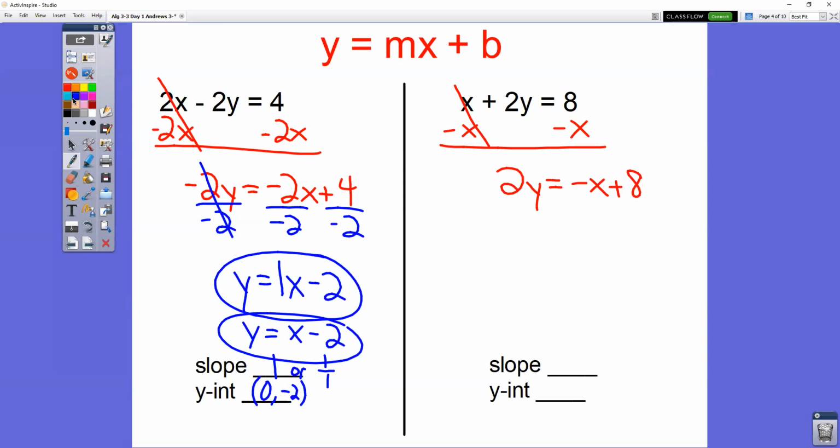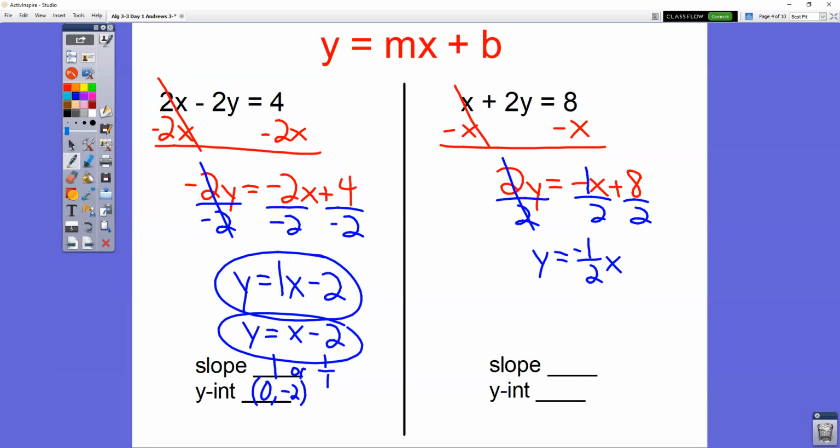Our next thing is to get the y all by itself. So we want to divide by 2, divide by 2, divide by 2. Pay special attention right here. Something weird happens here. We have negative x divided by 2. Now, let's think about it. Anytime that you have a letter all by itself, there's really a 1 in front of it. So there's technically a 1 in front of that x. So that's really negative 1x over 2, which is really just negative 1/2 x.